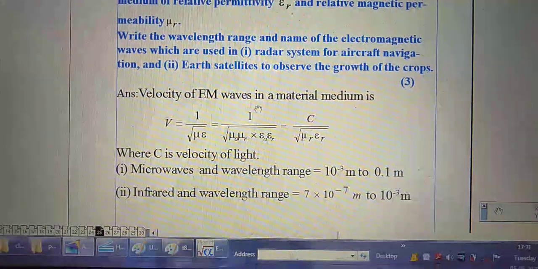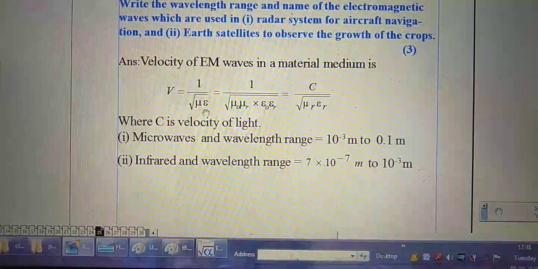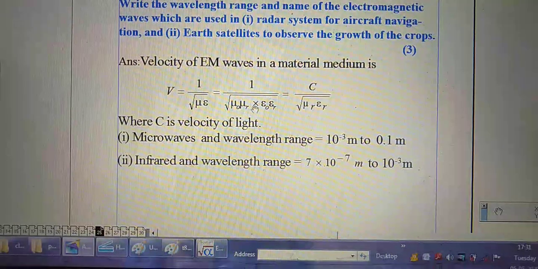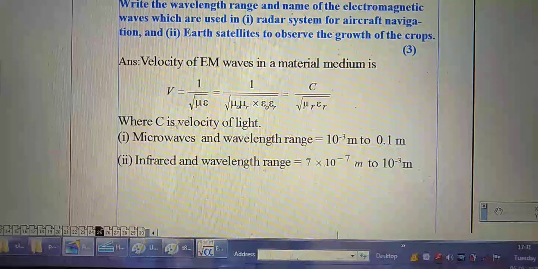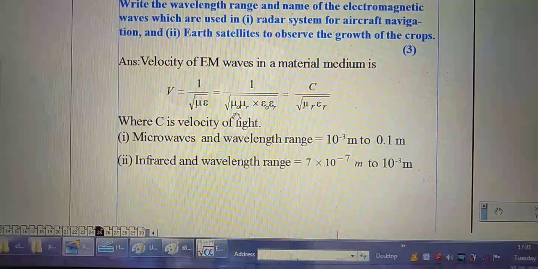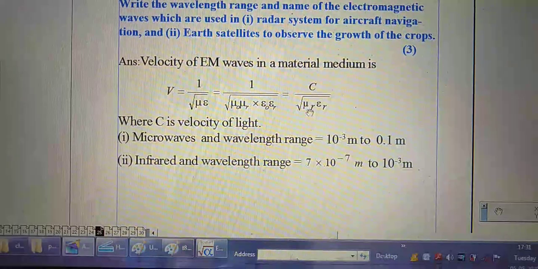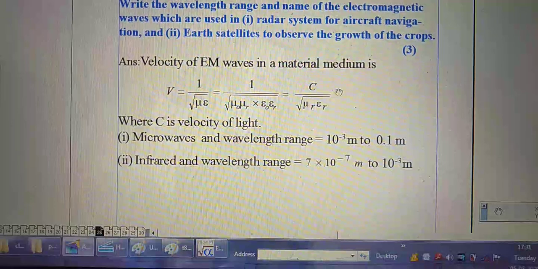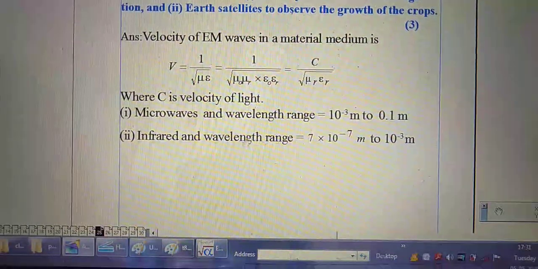The velocity of electromagnetic waves in a material medium is v equal to 1 by root over mu epsilon. Now mu equals mu naught mu r, and epsilon equals epsilon naught epsilon r. Then 1 by root over mu naught epsilon naught is c. So ultimately v equals c by root over mu r epsilon r. This is the expression for the velocity of an electromagnetic wave in a material medium, where c is the velocity of light.